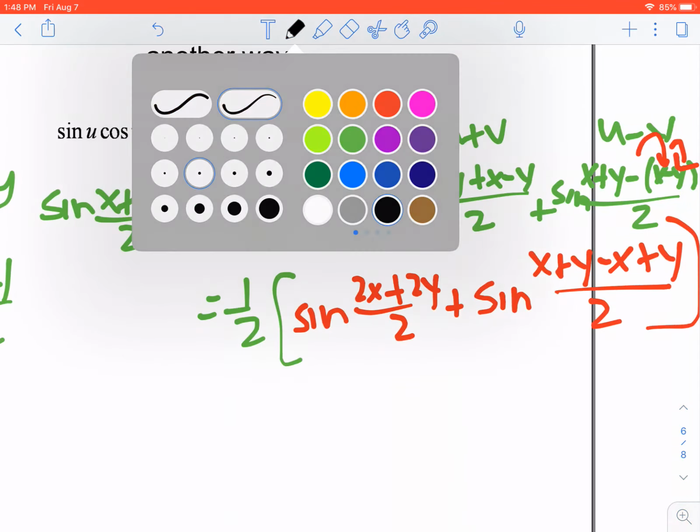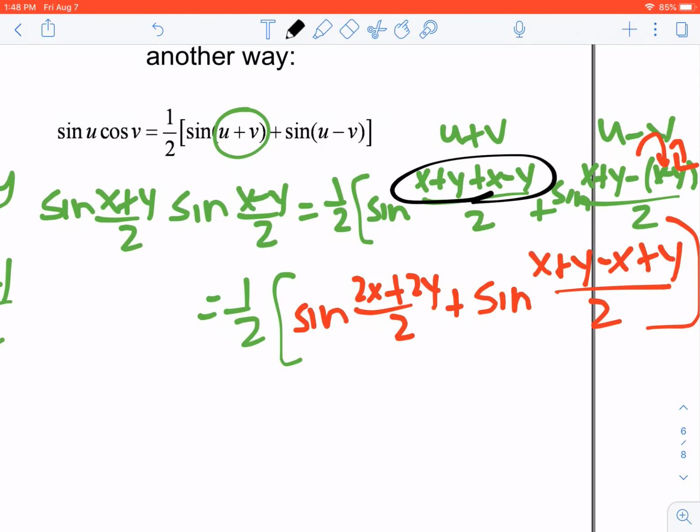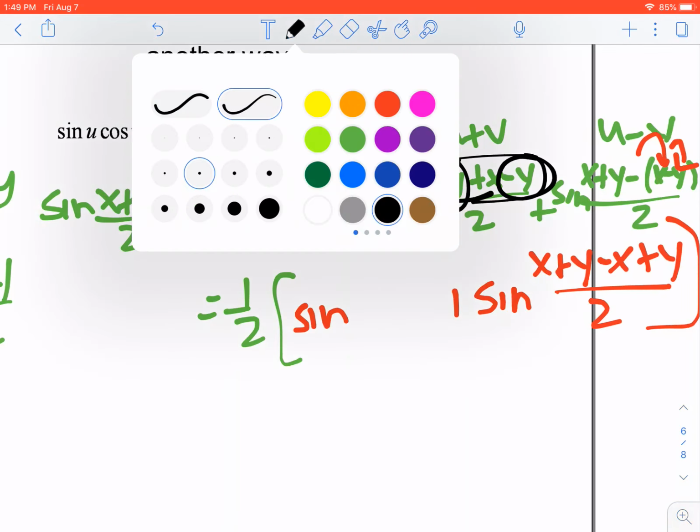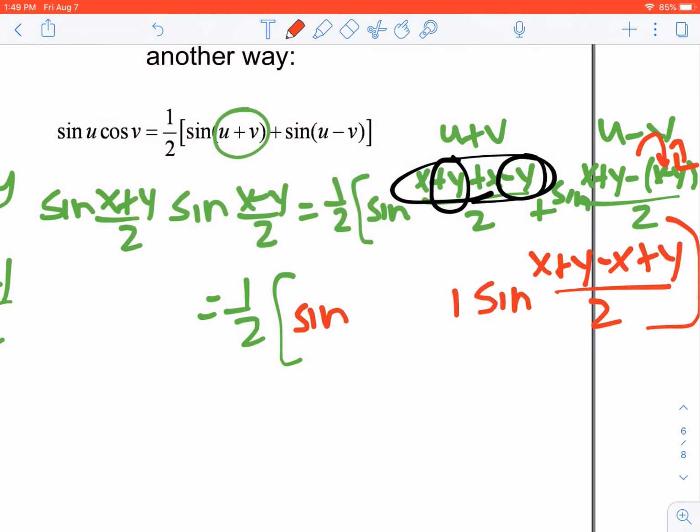Let's go here. I did not look closely at my plus y and my minus y, so I have to correct that. That is going to just be a 2x. The y's will cancel, and that's 2x over 2.